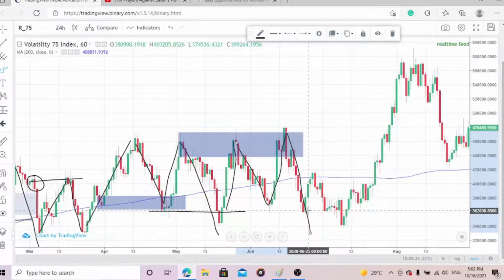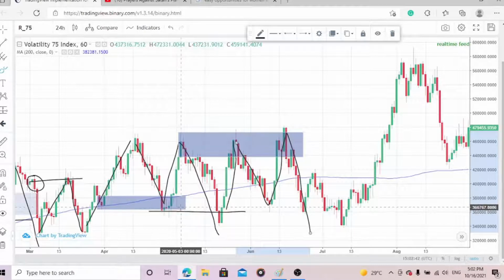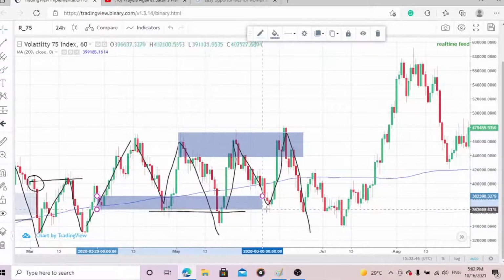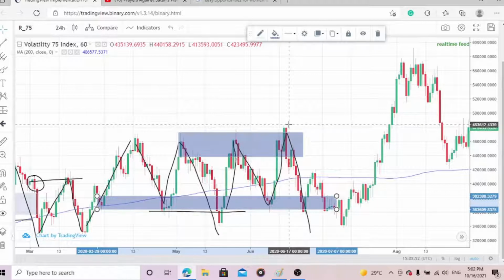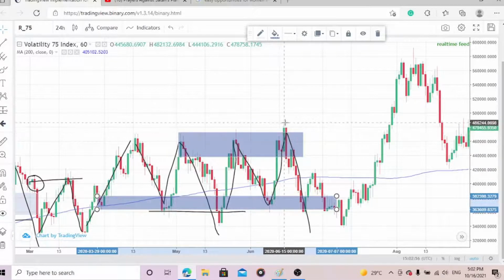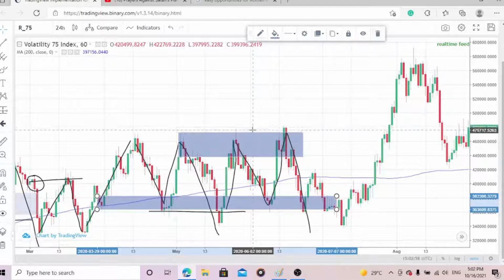It's as simple as that, guys. It's not even rocket science. Look at this order block here. If you drag it all the way to the side, the market came back several times to it and it reacted. You see this reaction? This reaction even broke all the way to the upside here.